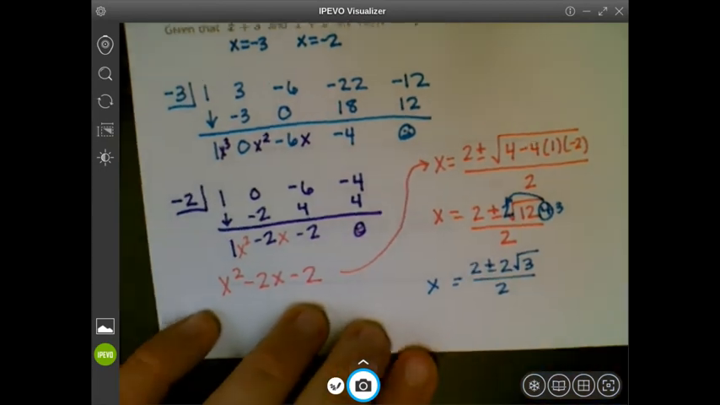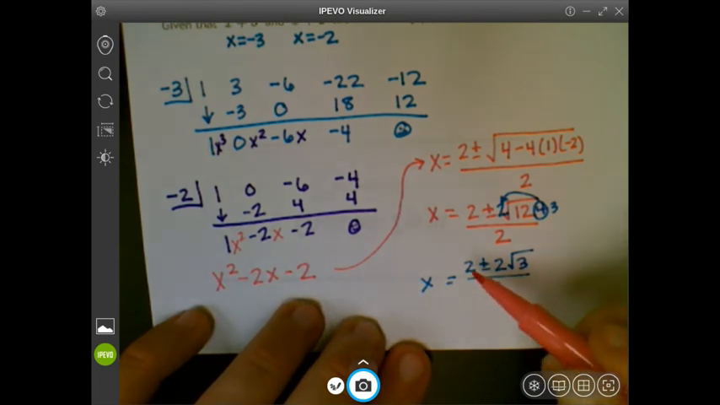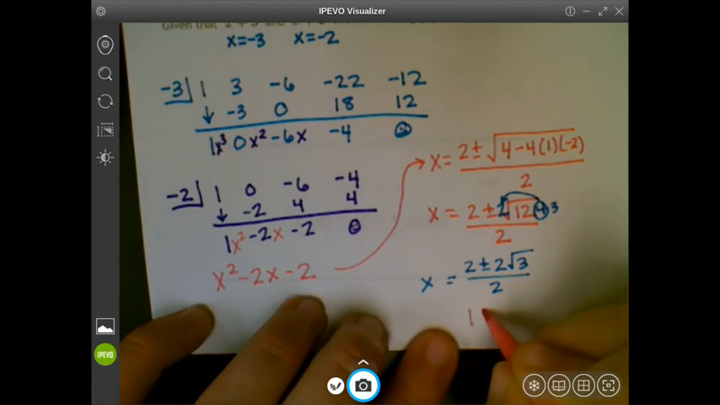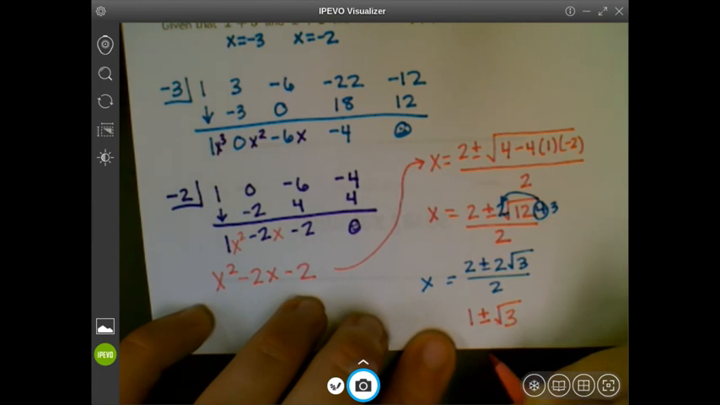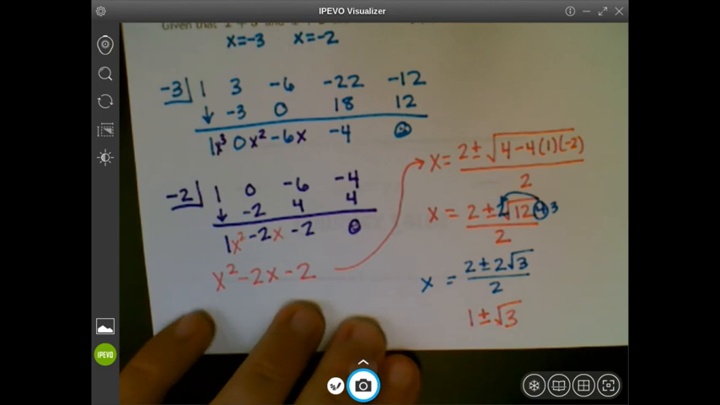And then last but not least, because all of the numbers on the outside, all three, have something in common, I can divide them all by what they have in common, which is a 2. So this will be 1 plus or minus 1 square root of 3, which is just square root of 3, all over 1, which is just, you don't really have to put everything divided by 1, right?